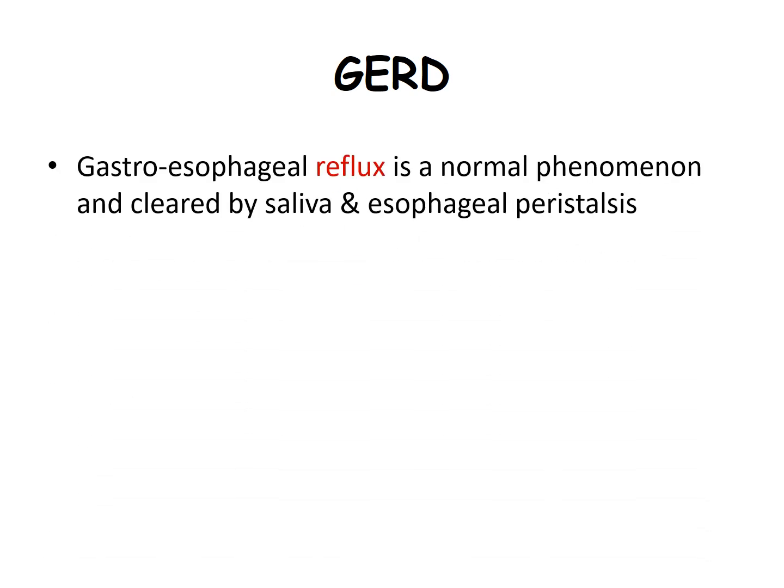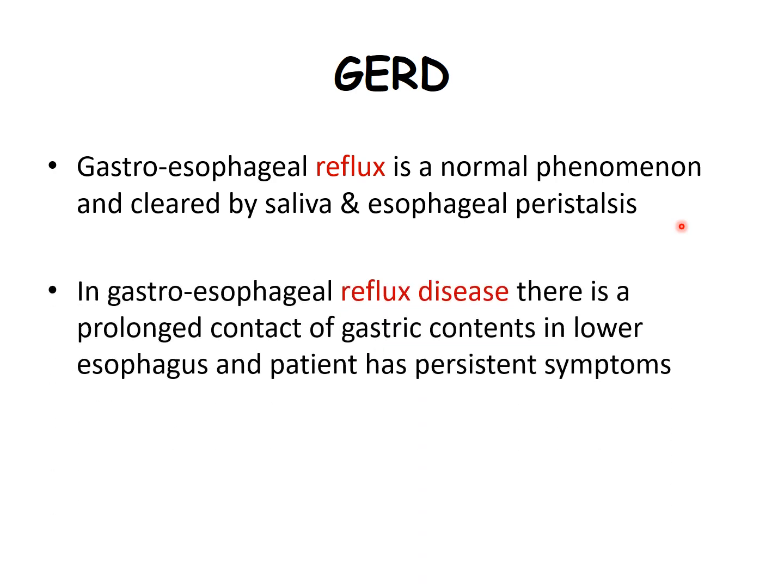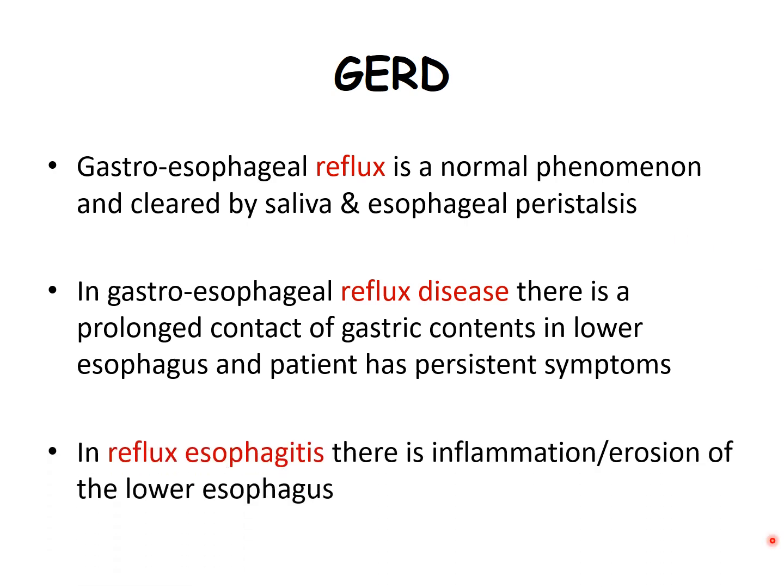Gastroesophageal reflux is a normal phenomenon and is cleared by saliva or esophageal peristalsis. So the reflux is a normal phenomenon, but it is normally cleared by our saliva and the movement of our peristalsis, the normal movement of our esophagus from upper to lower side, which helps to prevent that reflux. In gastroesophageal reflux disease, there is prolonged contact of gastric content in the lower esophagus and the patient has persistent symptoms. In reflux esophagitis, there is inflammation and erosion of the lower esophagus.